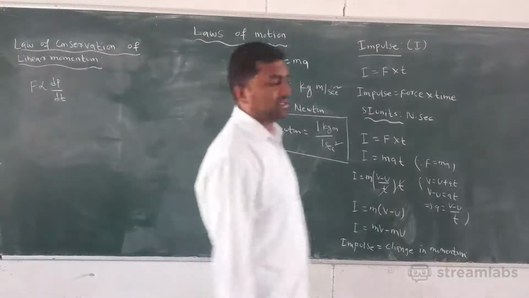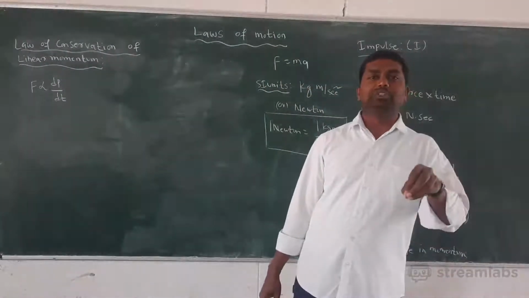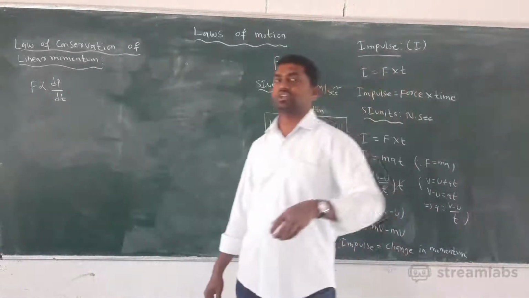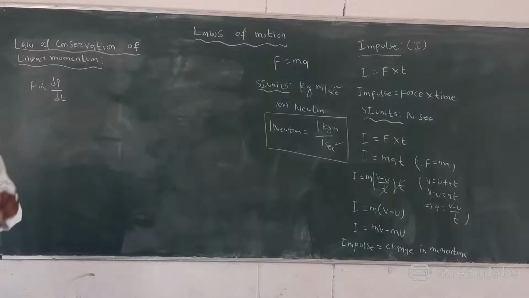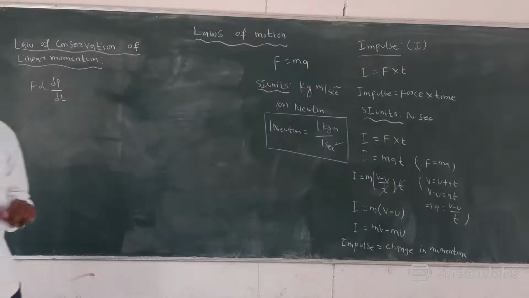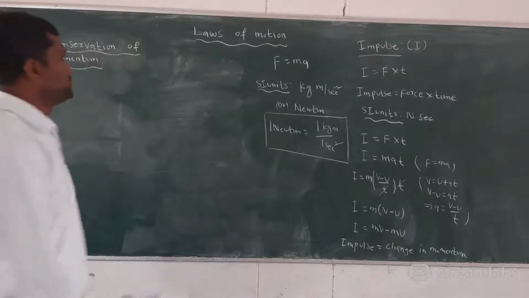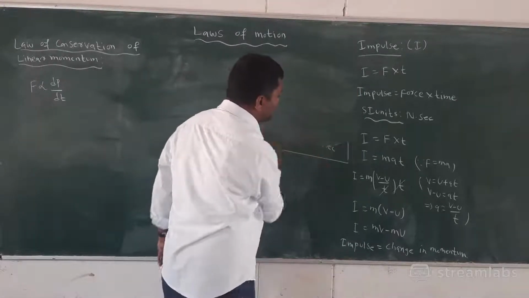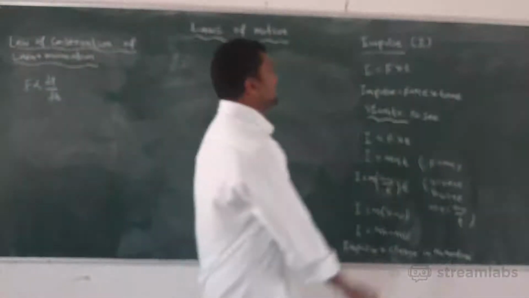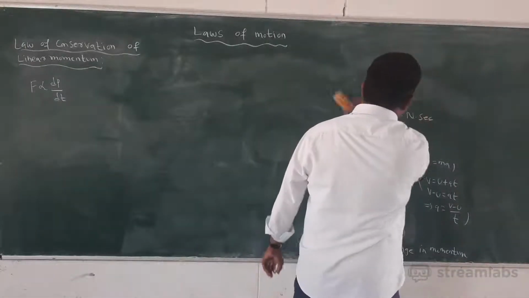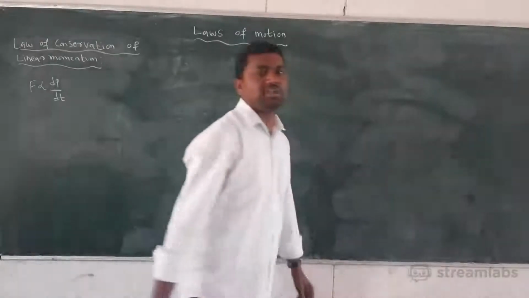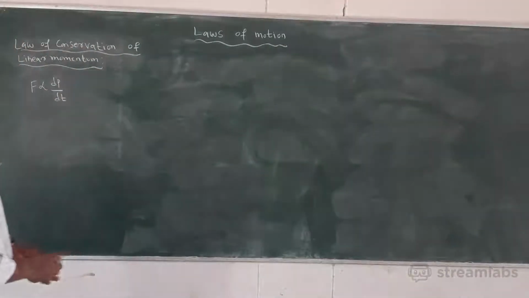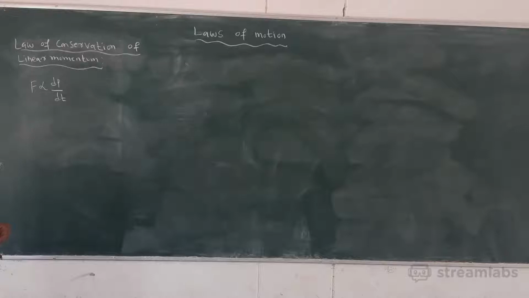What I am saying here is, if the applied force on the object is zero, meaning F is zero, then the object's momentum will be constant. This is called the law of conservation of linear momentum. If the force is zero, then the momentum of the object remains unchanged. It will be conserved. Now we can take another definition of the law of conservation of linear momentum.